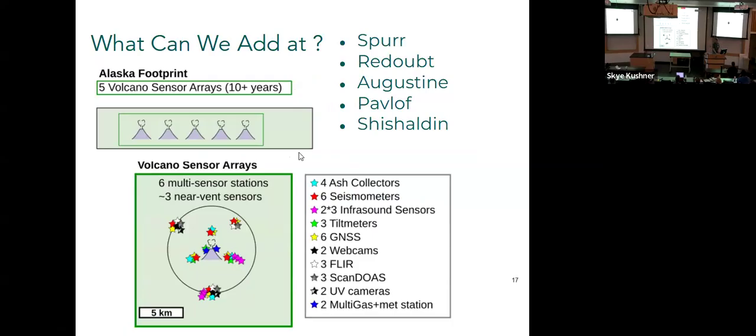I think this is my final slide. I'll just double check. Yep. So this is kind of the message to hopefully seed some of the discussions that we have here in the next few days. What can we add at these volcanoes to get closer to this sort of nominal idea of multi-parameter sensing? And what do we need? What are the highest priorities to allow us to address those hypotheses? So again, think about questions related to magma ascent, magma storage, and so on. And let's see what we can do. Thanks.